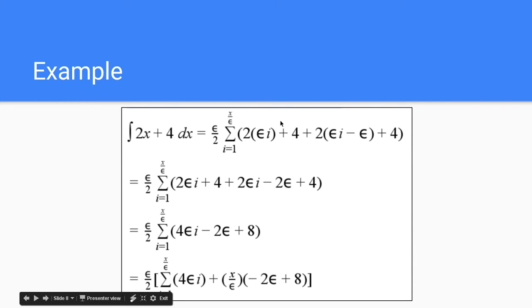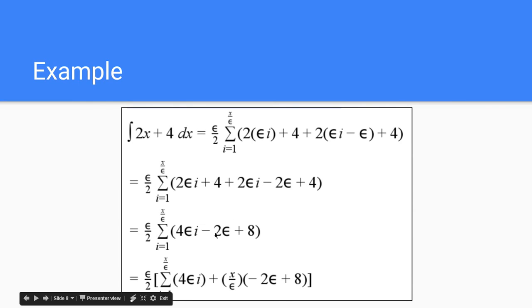So the first function becomes 2, and we replace the x with epsilon I, plus 4, and then this here is another 2x plus 4, but we replace the x with epsilon I minus epsilon, and then we just multiply it out. So 2 epsilon I just becomes 2 epsilon I, and then here we just did the addition, so 4 plus 4 became 8.